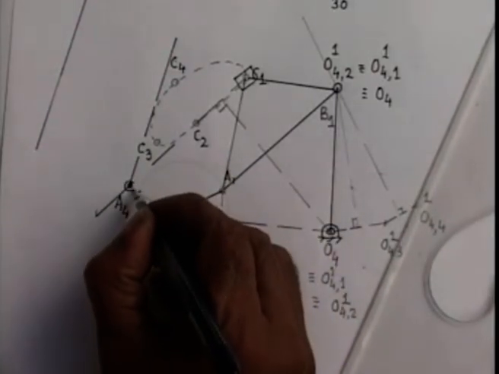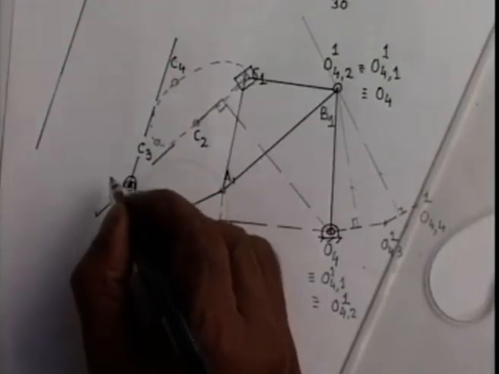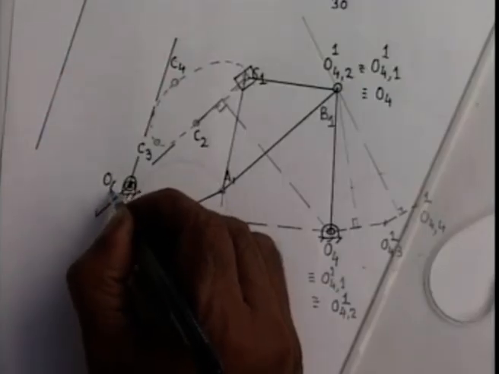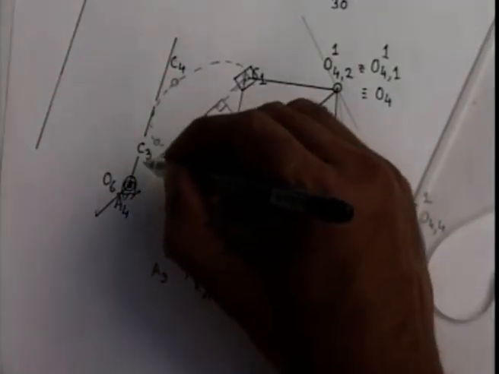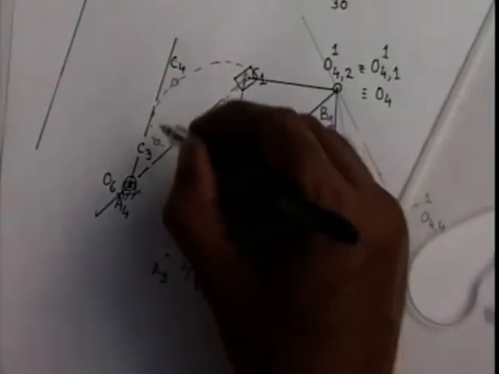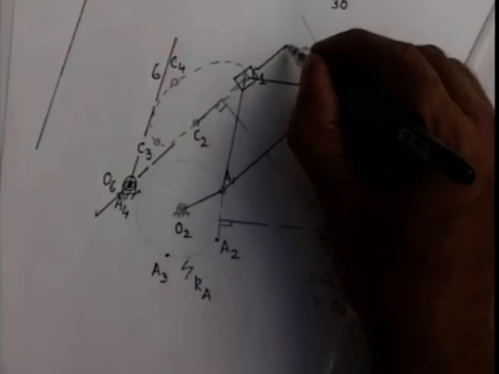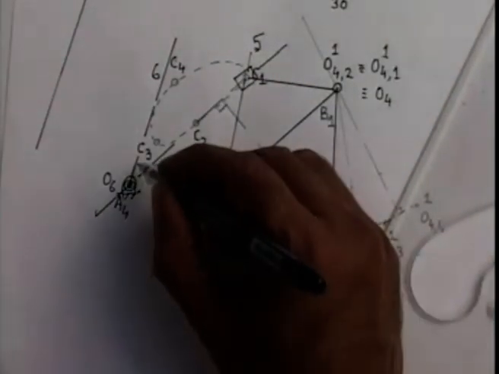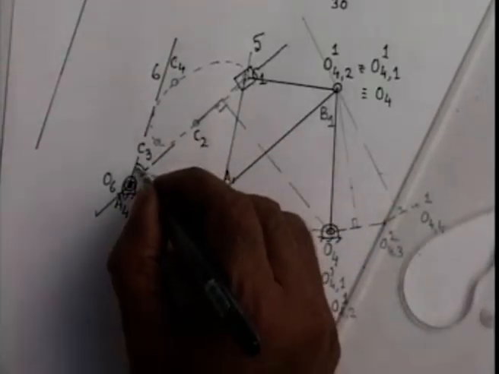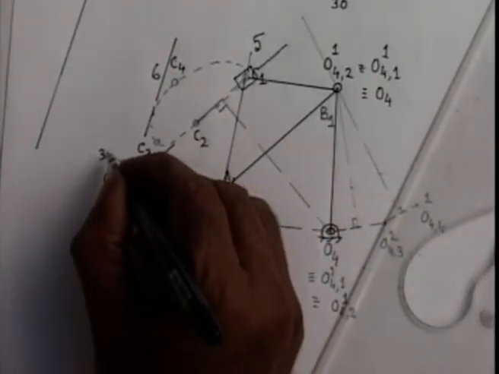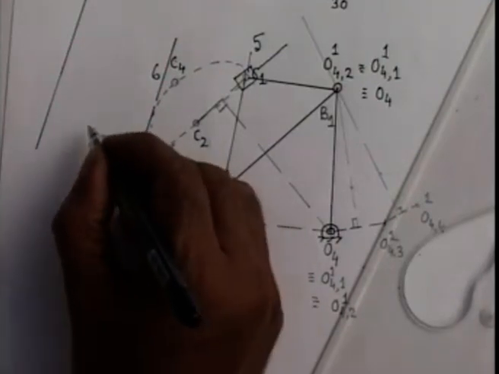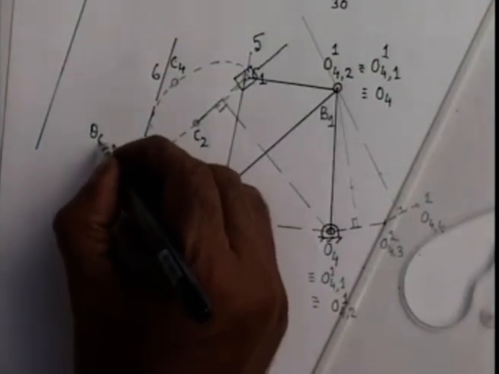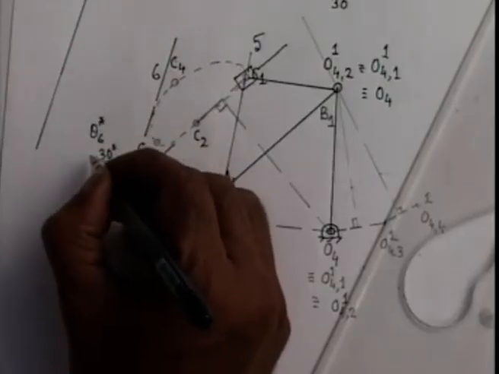So I put a revolute pair at O6. Then the swing angle of the follower link, that is link number 6, which has a prismatic pair with link number 5, this angle is 30 degree, which we call theta 6 star.